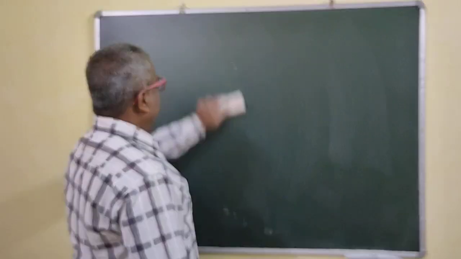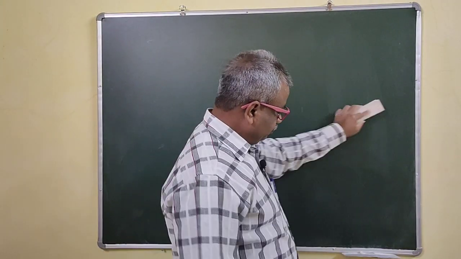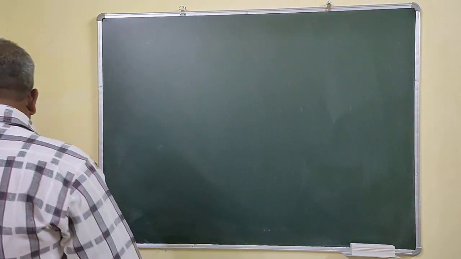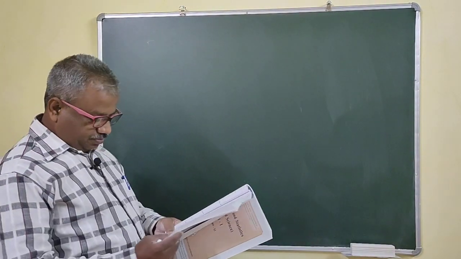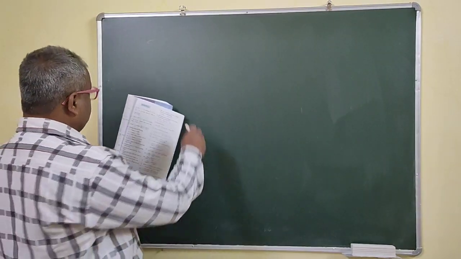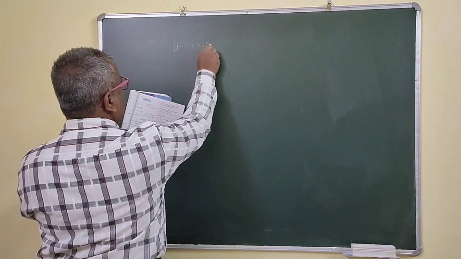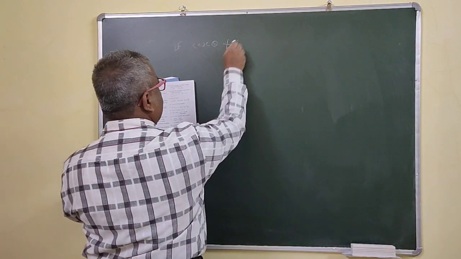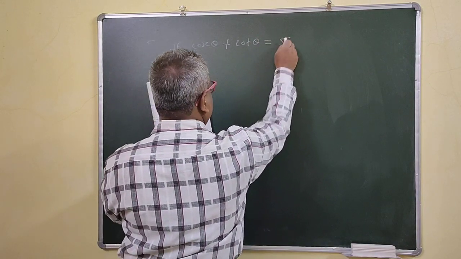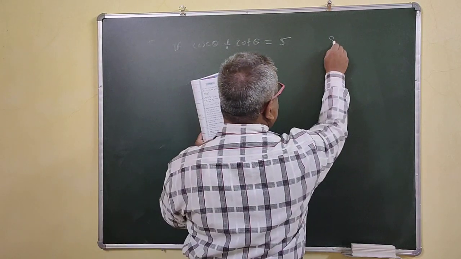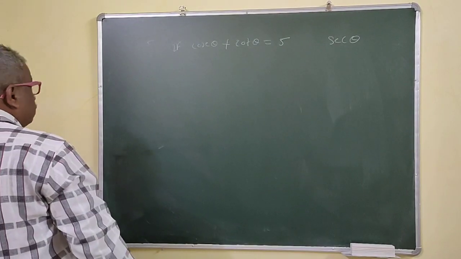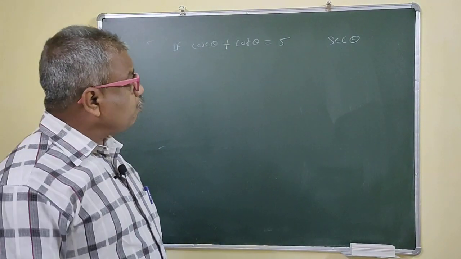So that means the trigonometric problems are 10th standard knowledge actually. You have seen it in the 10th standard also; we are revising that in a different manner. So if cosec theta plus cot theta is equal to 5, then evaluate sec theta. You have to find the value of sec theta.